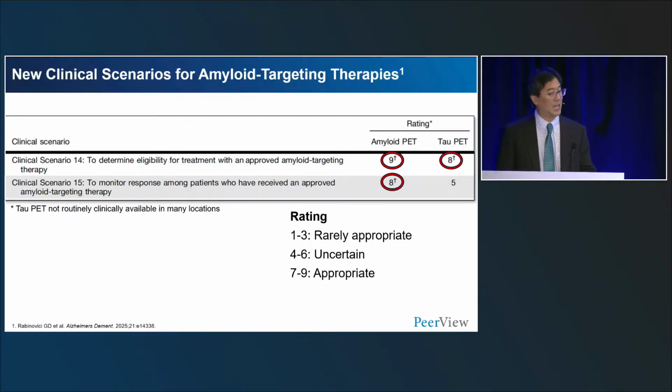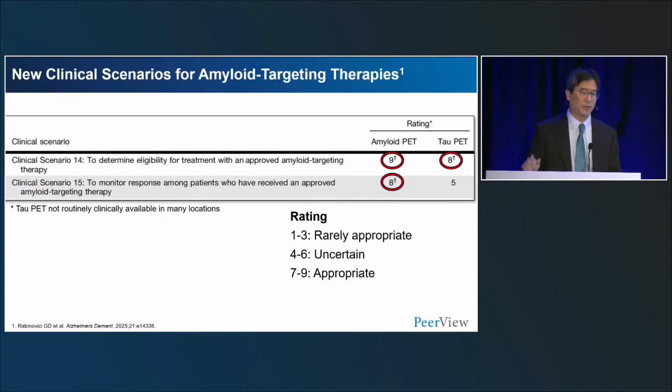And in case you're wondering, for tau PET, we actually thought it was appropriate for determining eligibility, but we need more evidence for monitoring. So in this new era where we actually have two FDA-approved, fully approved disease-modifying therapies, amyloid PET has really taken on a very important role.